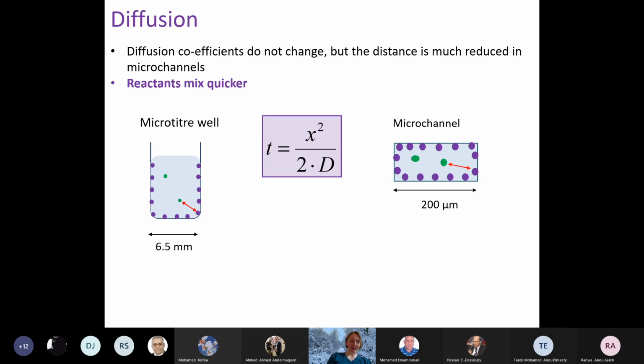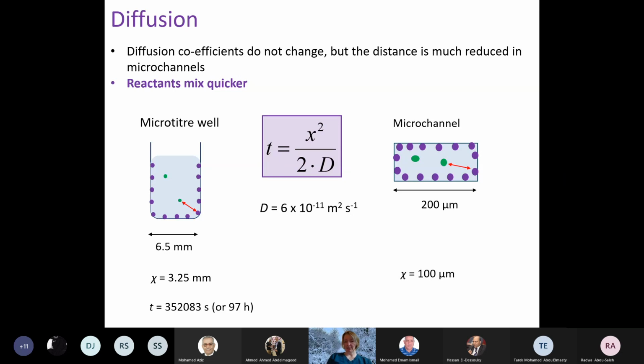So we can calculate the time it takes to diffuse a certain distance using this diffusion equation. X is your distance and D is your diffusivity, so that's naturally how quickly a molecule diffuses. And we've got distances of 3.2 millimeters for the microtiter well and only 100 micrometers for the microchannel. The diffusion coefficient for a small molecule, like a dye molecule, is about 10 to the minus 11 meters squared per second. So very, very slow. It doesn't travel very far very quickly.